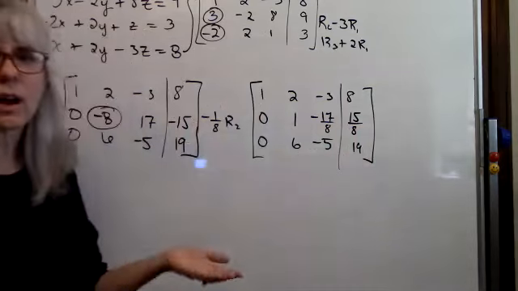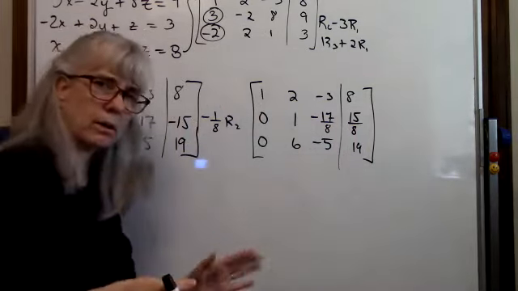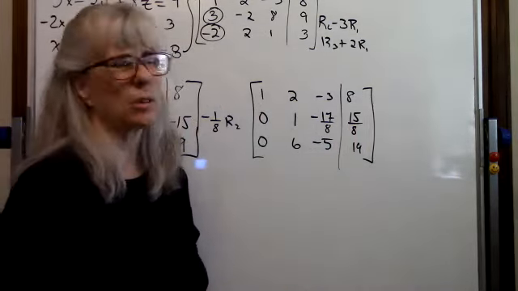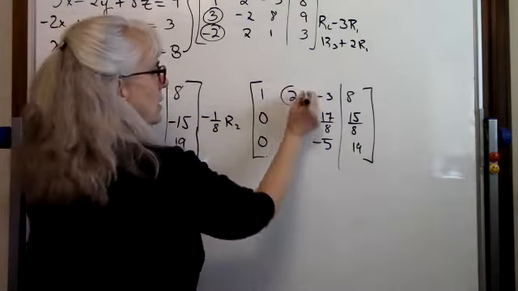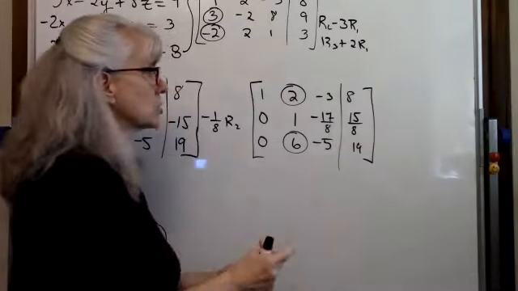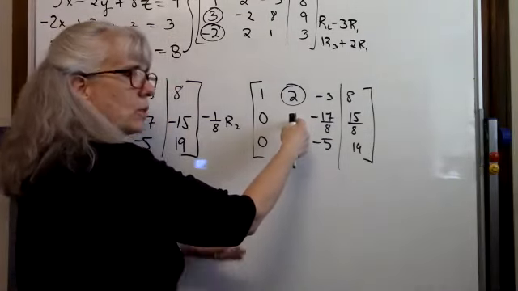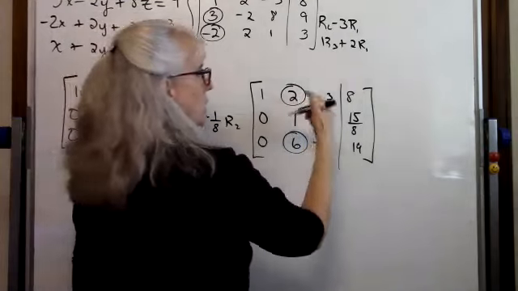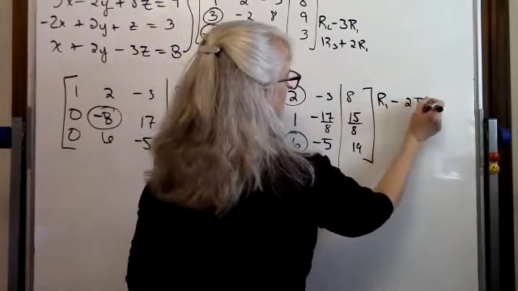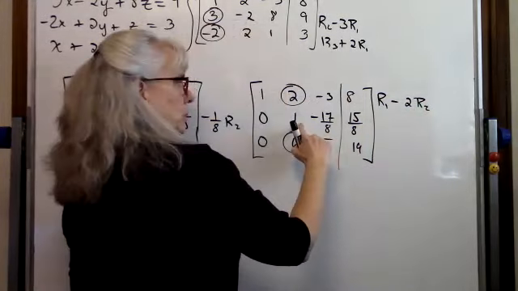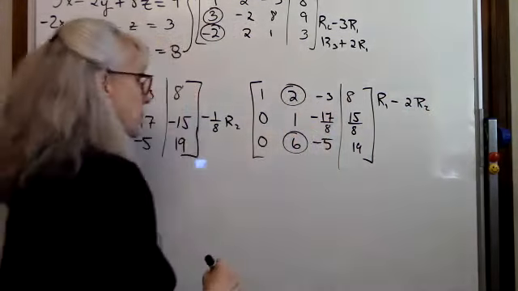So again, we see some fractions. It's okay. You can use your calculator to do the fractions, but don't go to a decimal. You should be able to do this with the fractions. Okay, we've got our 1. So now we need a 0 here and we need a 0 here. And to get those, we're going to combine with the row that has the 1. So to get the 0 in this spot, we're going to do row 1 - 2 times row 2. So that's multiplying this by 2 and subtracting from here.